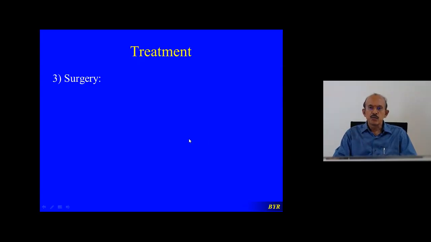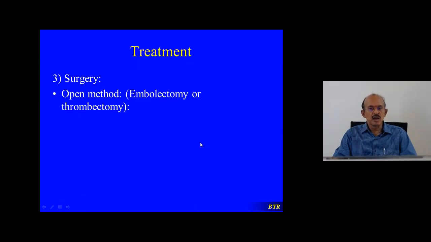If the block is severe, if ischemia is severe, then streptokinase may not be of help. You have to go for surgical intervention. Open method, that means you expose the vessel which has the blood clot in it and remove the clot. So this is called embolectomy or thrombectomy.